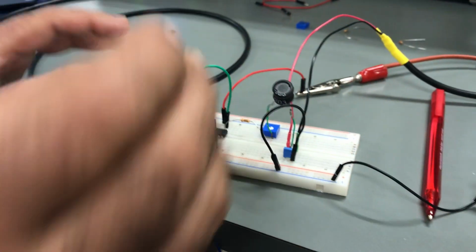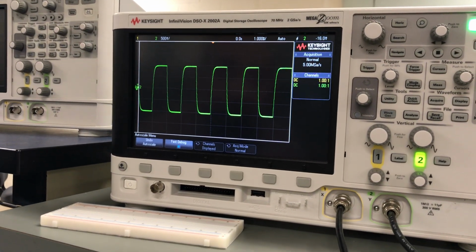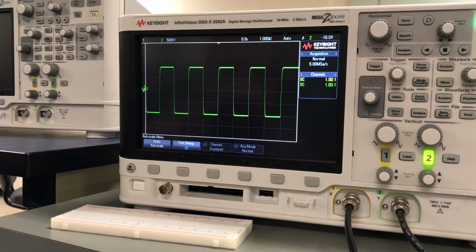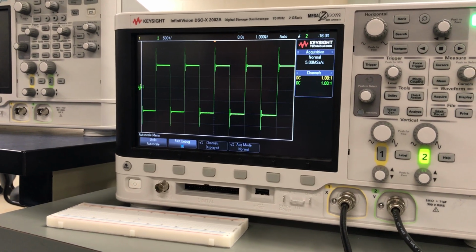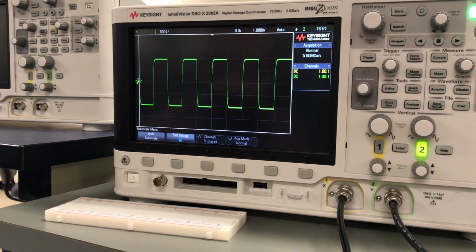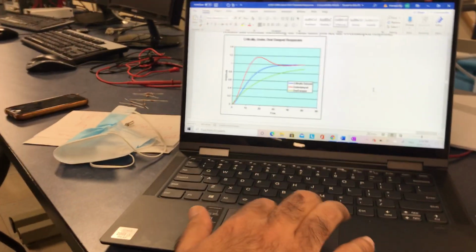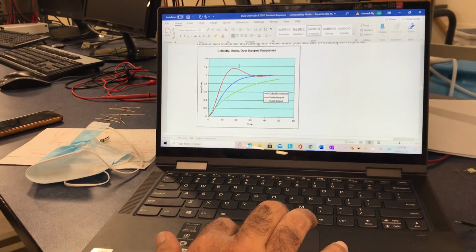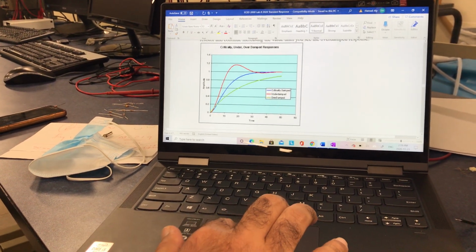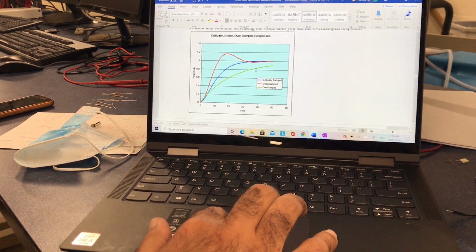Then, what am I going to do? I'm going to change the value of this, like what you are seeing here, by changing the value of the variable resistance. See, we are changing from a certain condition to another condition. If you try to see here, guys, these are the three different cases. This case is the under-damped case. This case is the critically damped, and the green one is the over-damped.